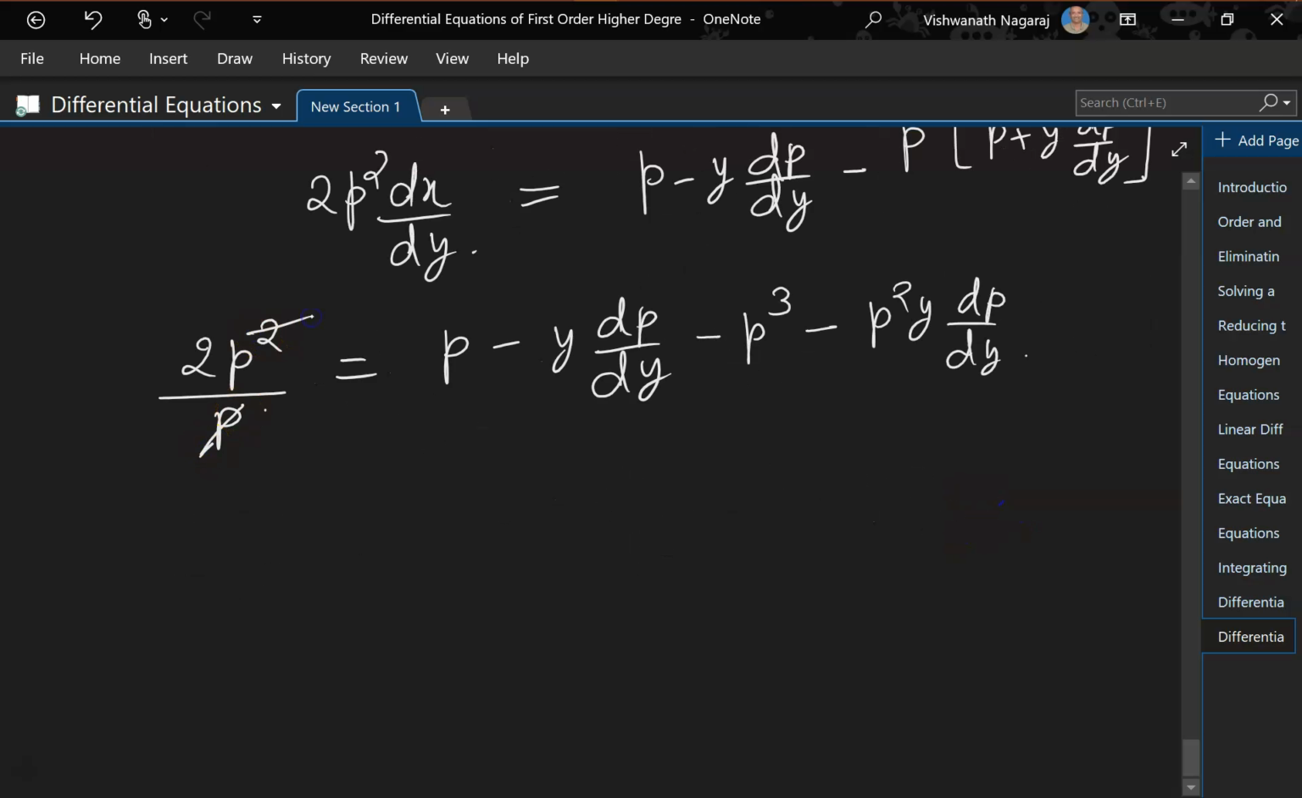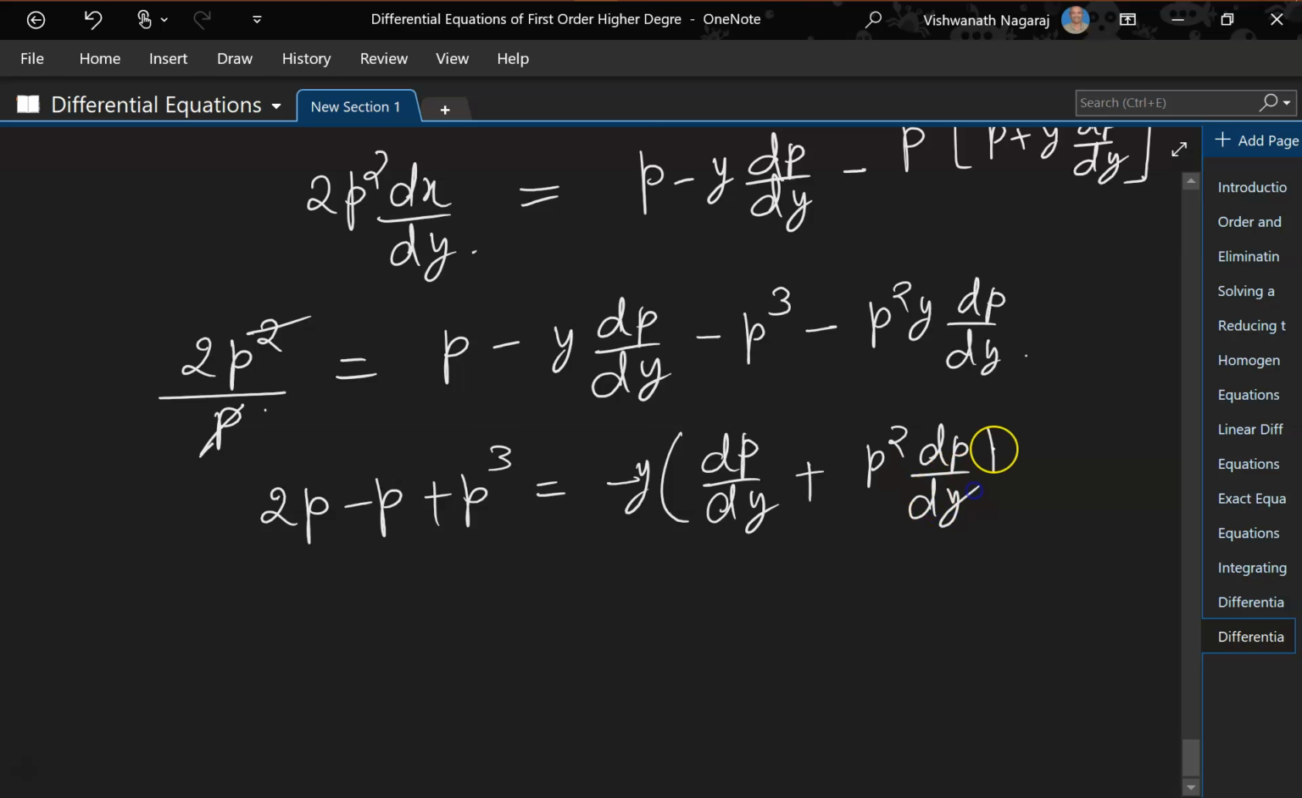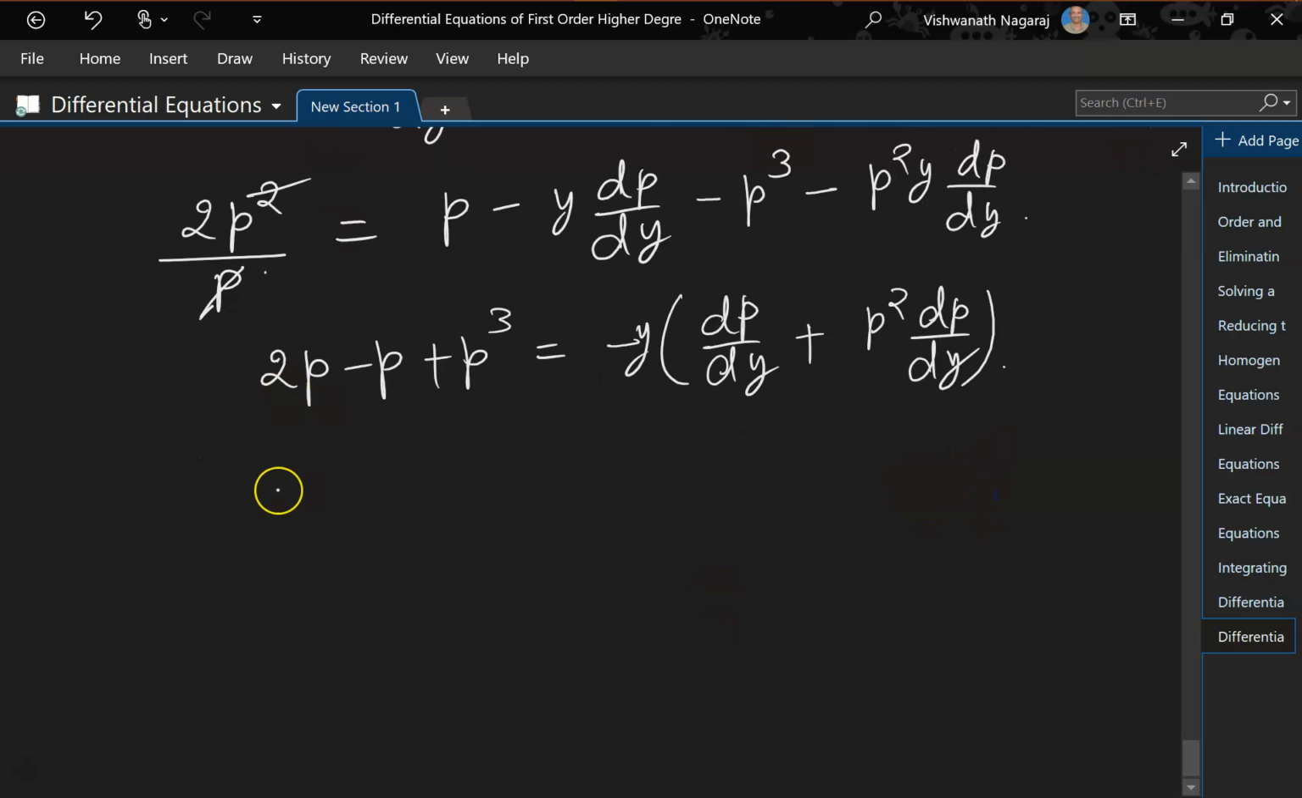One of the p's gets cancelled. 2p minus p plus p cube is equal to, minus is common, y is also common, so dp by dy plus p square dp by dy. Now 2p minus p is p, plus p cube, plus y times, now the dp by dy we can take it out common, so 1 plus p square, dp by dy is equal to 0.